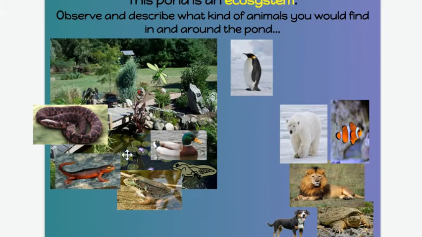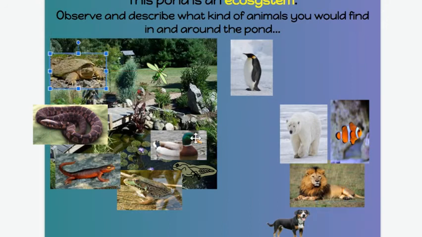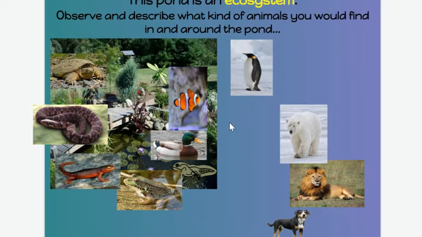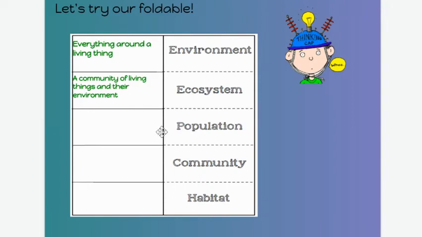Dogs don't live in ponds, but turtles do. Well, this specific fish doesn't live in a pond, but many fish do live in ponds, so I'm going to move him there. These are the things that live in this ecosystem, and these are the ones that don't. So, what's an ecosystem again? An ecosystem is a community of living things and their environment, which is everything around the living things. Remember, ecosystems have living and non-living things in them.